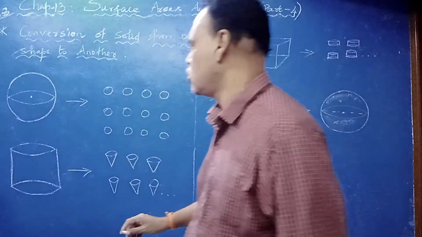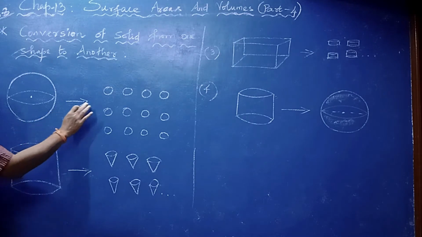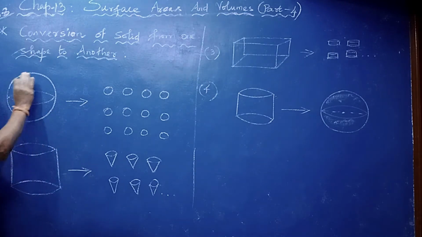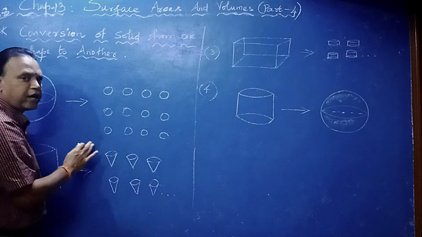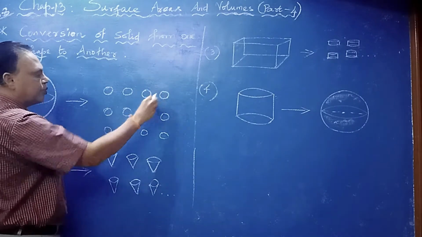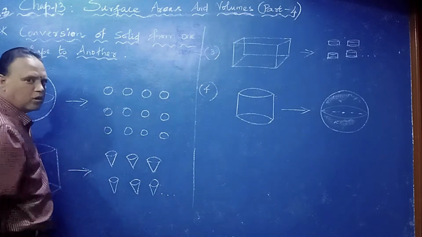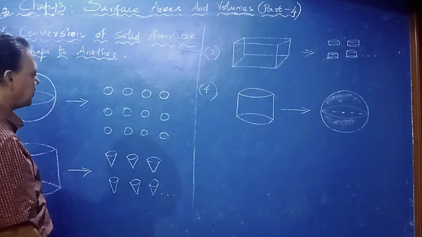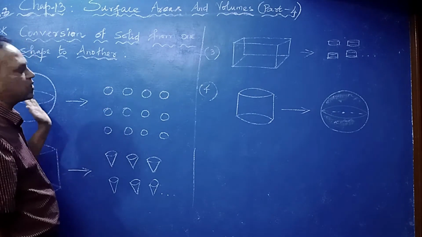You see examples. Suppose you take a big sphere and you are melting this sphere and recasting it into small lead shots, that is, small spherical balls. Clear? So they may ask the number of balls, where both radii will be given.